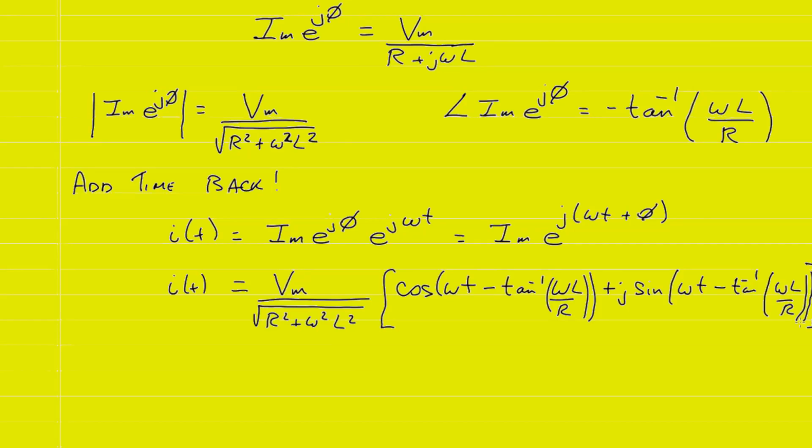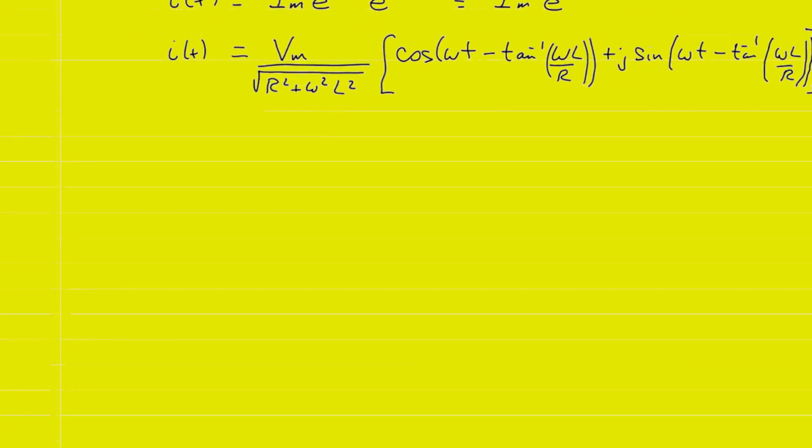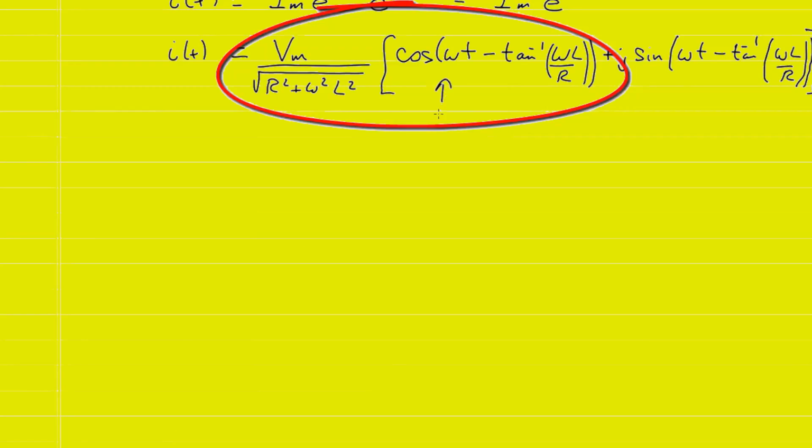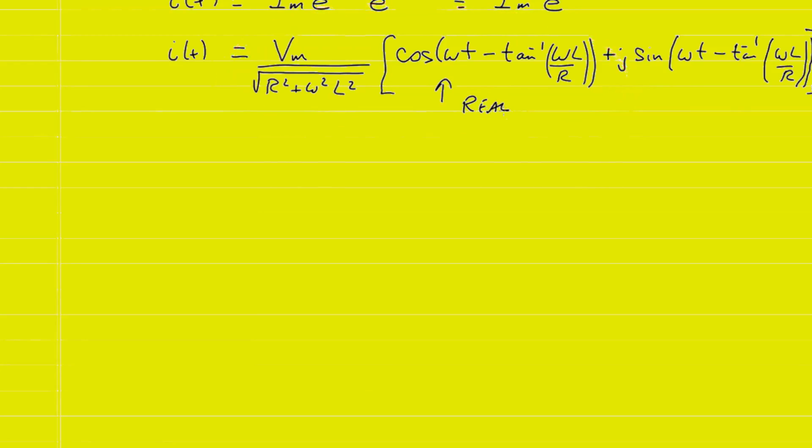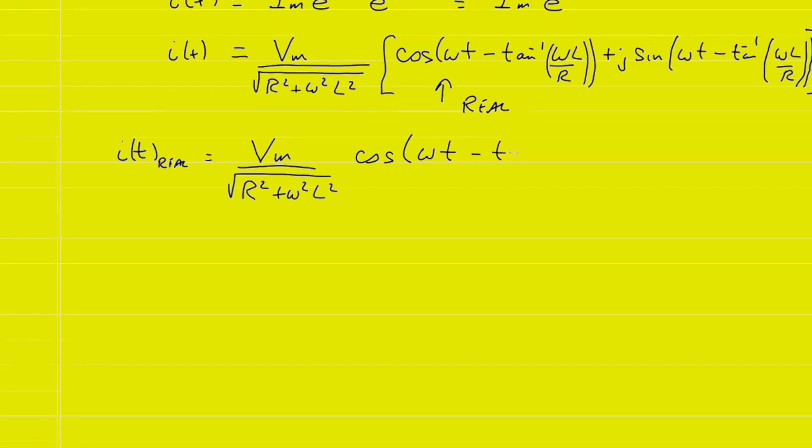But we're not actually interested in the complex output because we only really want to find the output due to the real input, and so I can just take the real part and write that the real output, I of t real, will be simply equal to Vm over the square root of R squared plus omega squared L squared times the cosine of our radian frequency omega t minus the inverse tan of omega L over R. And that becomes the desired output.